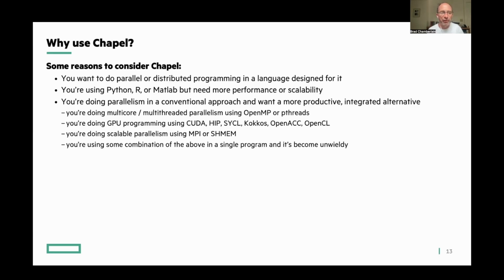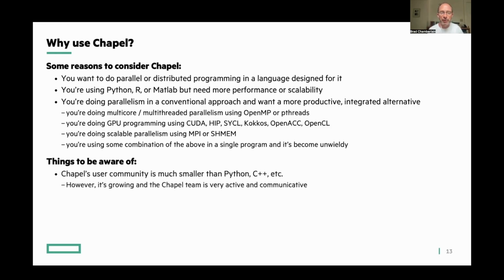Now, to give the other side of the equation, I don't want to imply that everything is always perfect with Chapel. So here are some of the reasons either not to use Chapel or things you should be aware of. One of them is that Chapel's user community is much smaller than that of Python or C++. We haven't been around as long. We've been working in a more specialized field. And frankly, we haven't really been ready for real user applications until the last 5 or 6 years. That said, the community is growing and the Chapel team is very active and communicative. So despite being a small community, we're a very vibrant community and you will get answers to your questions.